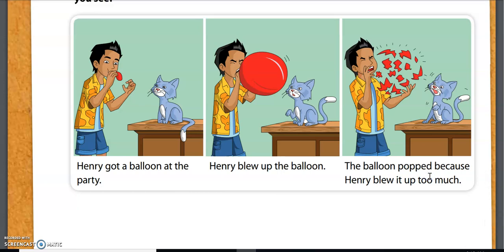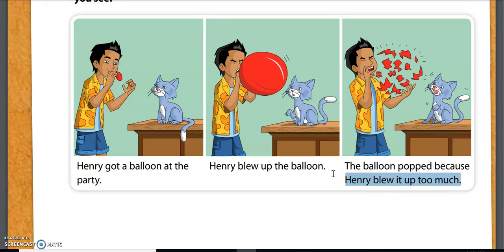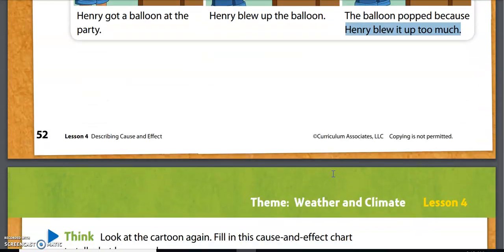A lot of times it's easier to figure out what happened and then go back and say, why did that happen? So what happened was the balloon popped. That's what happened. But let's figure out, why did the balloon pop? I'll give you some time to think. Excellent. The balloon popped because Henry blew it up too much. Pat yourself on the back for a great job. Okay, let's keep going.